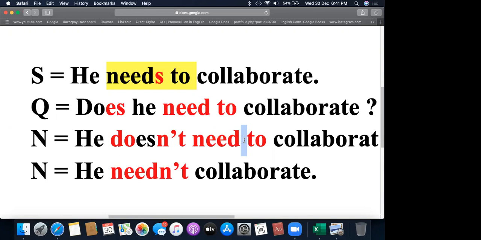She needs to examine herself. Does she need to examine herself? She doesn't need to examine herself. Good. He needs to use sanitizer. He doesn't need to use sanitizer. He needn't use sanitizer.